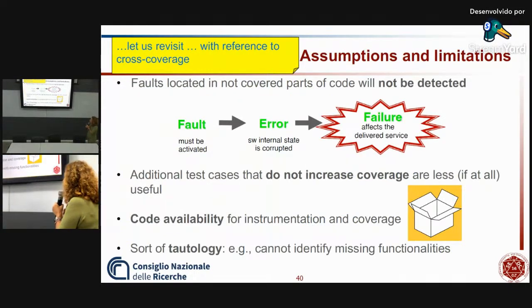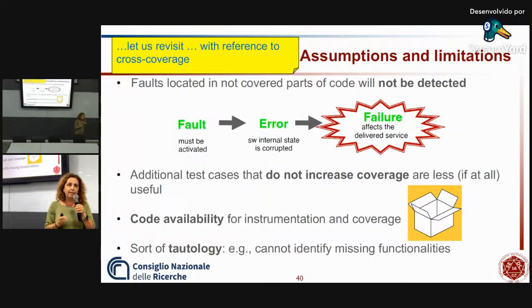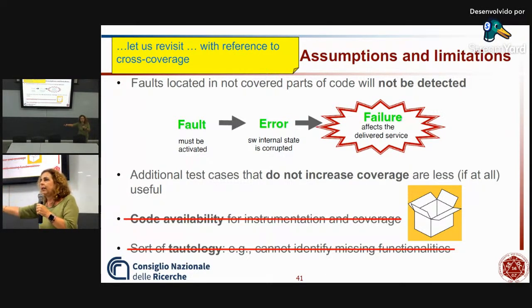So going towards conclusion, we started with the assumption and the limitation of coverage testing. And we said that one assumption and limitation of coverage testing is that we need to be able to instrument and access the code. But this is not true anymore if we apply cross-coverage testing. The same is true for this: as I was saying, by construction, coverage testing cannot identify missing functionality. But if we use cross-coverage testing, so if we check the coverage not on this program, but on another one that is assumed to be doing the same thing, we could even spot missing functionality. It is very promising.